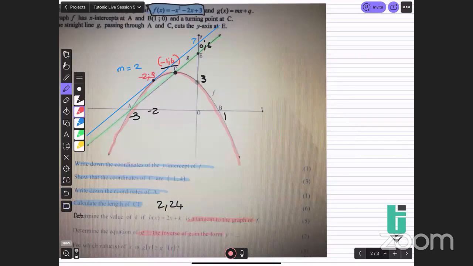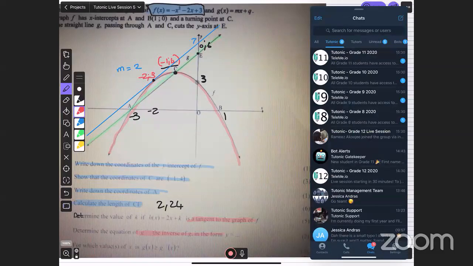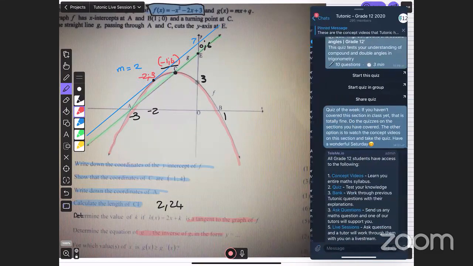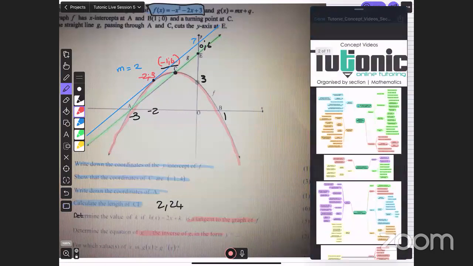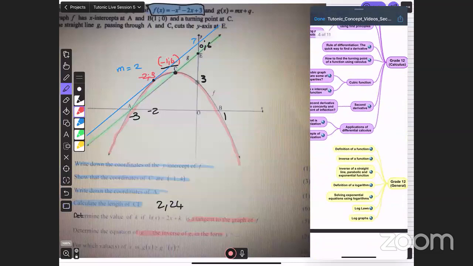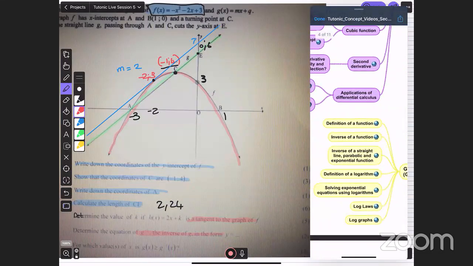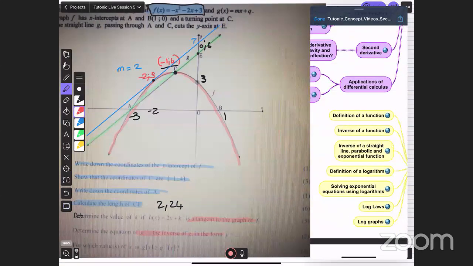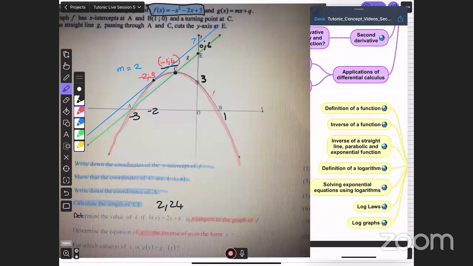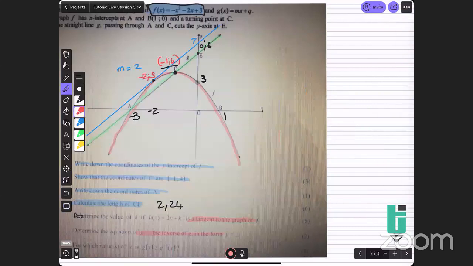Okay, so the inverse, there's a concept video on it that I want you guys to watch when you have a moment. Let me show you over here. If you look under functions, do you see here Grade 12? Definition of a function, inverse of a function. You see that? Inverse of a straight line, parabola. So these videos will help you with this question.